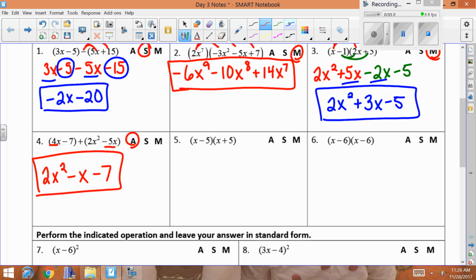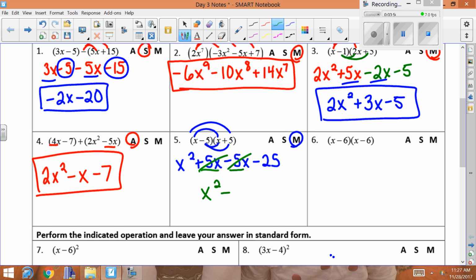Next one, these 2 parentheses are right next to each other. There's no plus or minus in between, so that's multiplication. So another double distributive. We get x times x is x squared plus 5 times x plus the negative 5 times x, and then plus negative 5 times 5 gives us negative 25. Notice what happens in the middle when you combine these 2 terms together. 5x and negative 5x, those cancel, and we get just x squared minus 25.